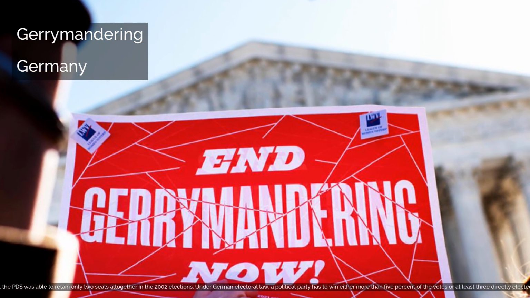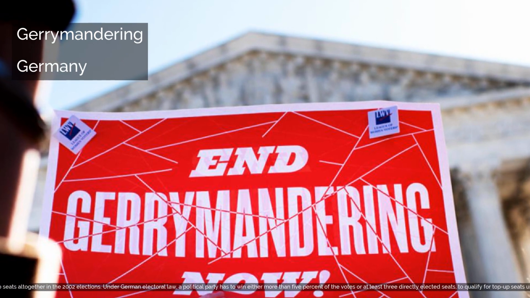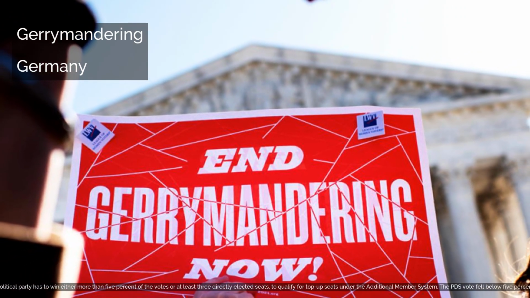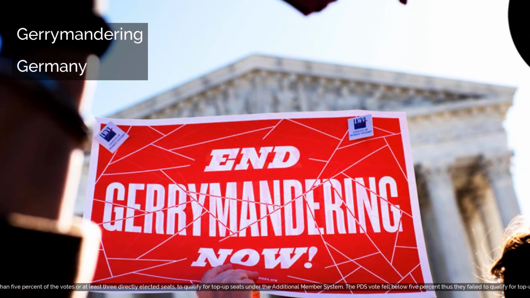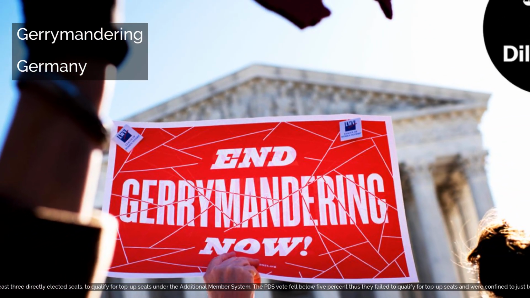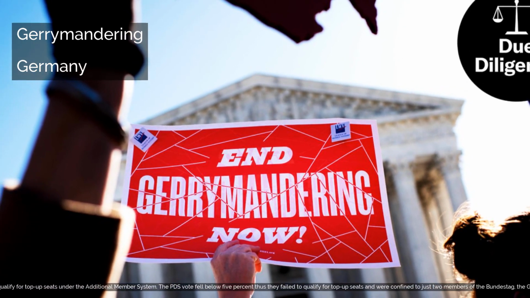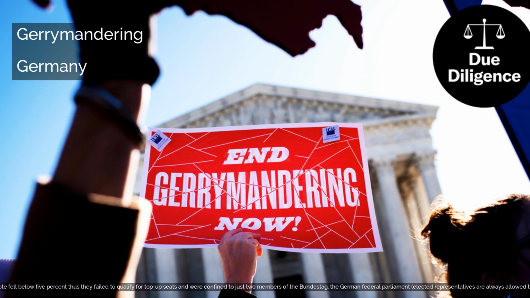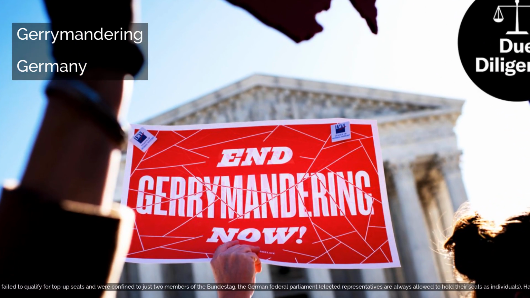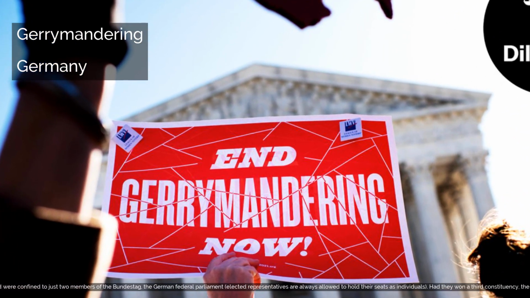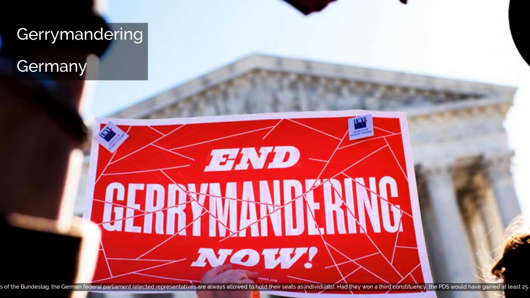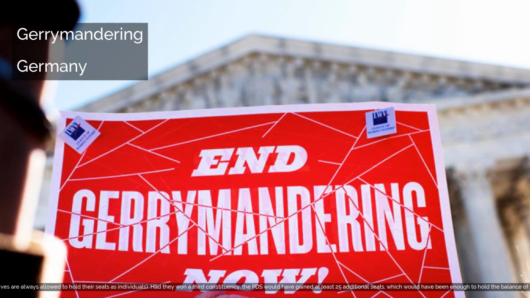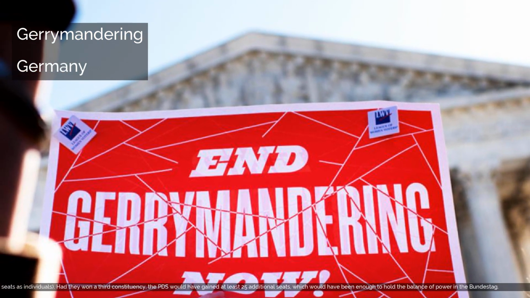Under German electoral law, a political party has to win either more than 5% of the votes or at least 3 directly elected seats to qualify for top-up seats under the additional member system. The PDS vote fell below 5%, thus they failed to qualify for top-up seats and were confined to just 2 members of the Bundestag, the German federal parliament. Elected representatives are always allowed to hold their seats as individuals. Had they won a third constituency, the PDS would have gained at least 25 additional seats, which would have been enough to hold the balance of power in the Bundestag.